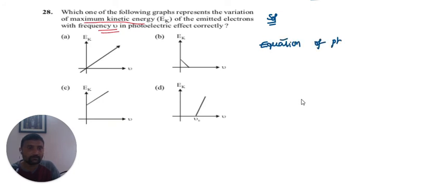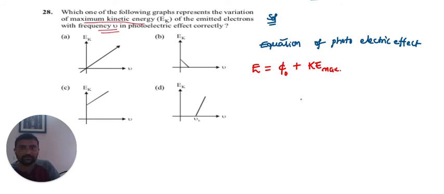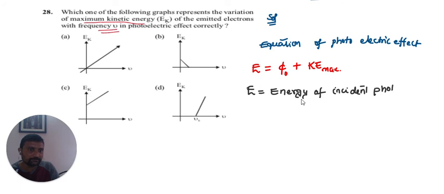Equation of photoelectric effect: E equals phi naught plus KE max. Here E equals the energy of the incident photon. This equals h nu or hc by lambda.